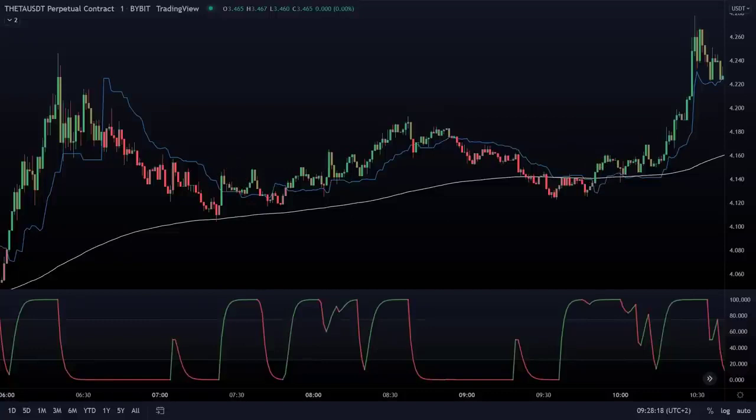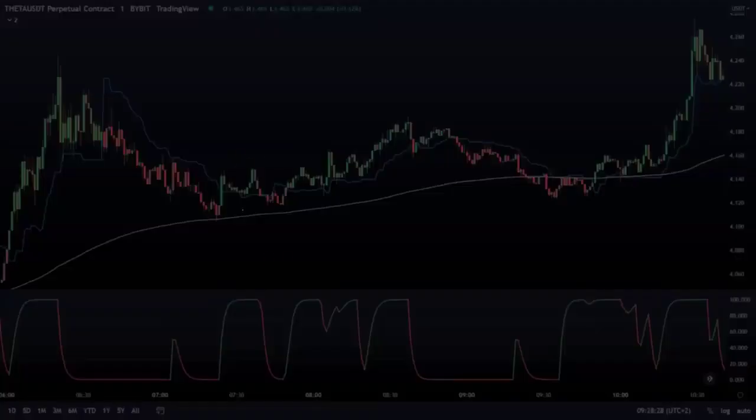The last one is rule 4. In this rule we look at the STC indicator. This indicator should also turn green. As soon as it turns green we can open a buy position. So always wait for a green line on the STC indicator.